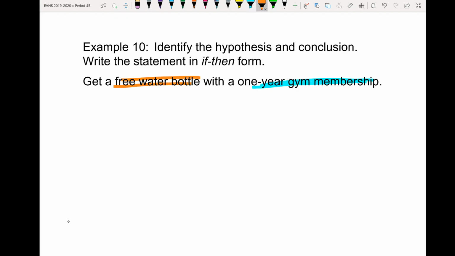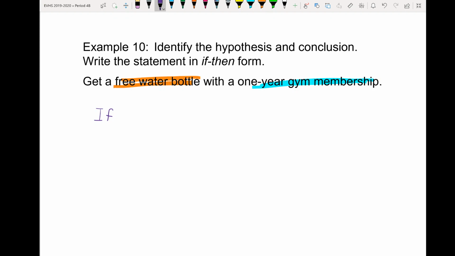And why would we not say the hypothesis is the free water bottle? There's like a cause-effect relationship. It would be kind of weird to say that if you got a free water bottle, then you will get a 1-year gym membership. Like you're walking down the road, pick up a water bottle off the street, and somehow you've got a gym membership. Yeah, that would be awesome. That's how coupons work.